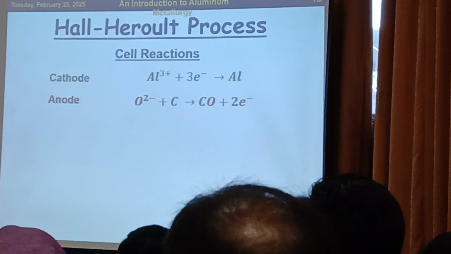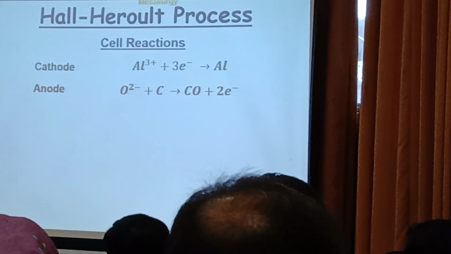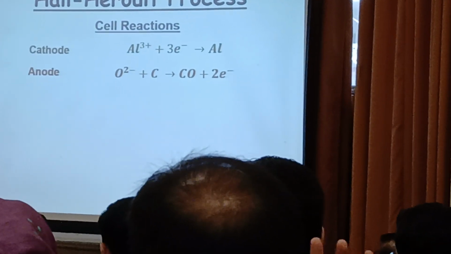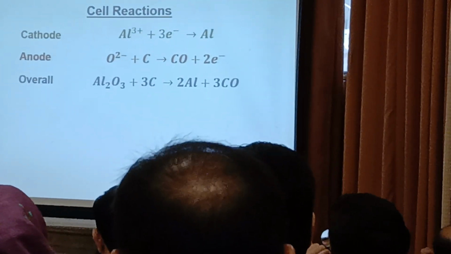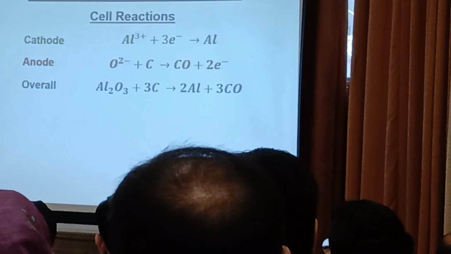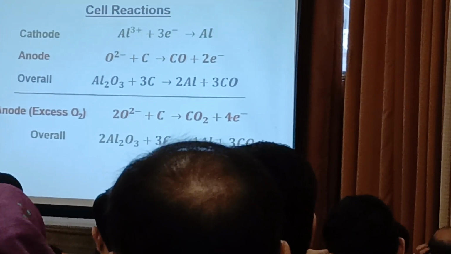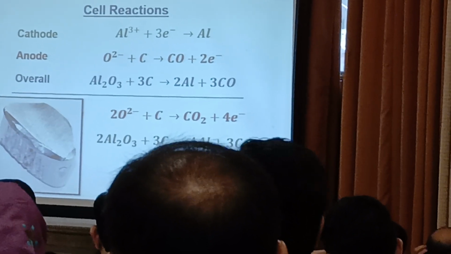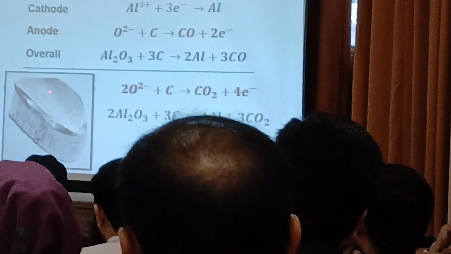The cell reactions are, you will see at the cathode, aluminum ions are reduced, whereas at the anode, oxygen ions are oxidized. The overall reaction is you get pure aluminum and carbon monoxide. And if there is excess of oxygen, you get another type of reaction. You can see, so this is the molten pure aluminum you get here.